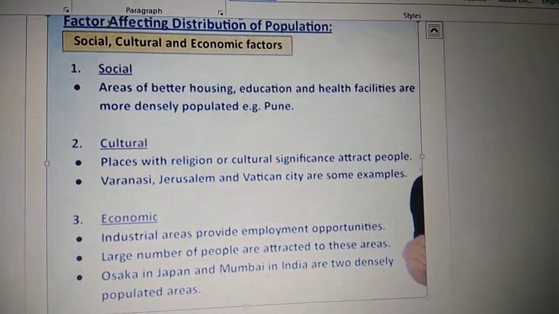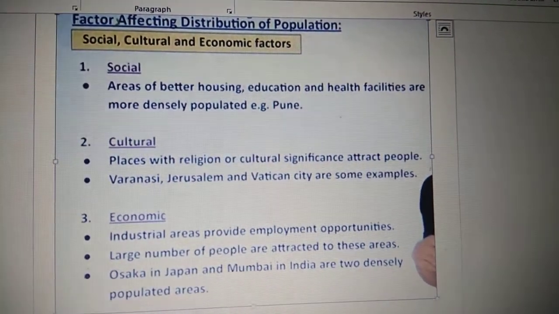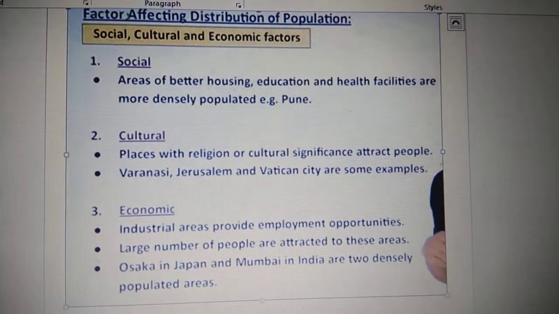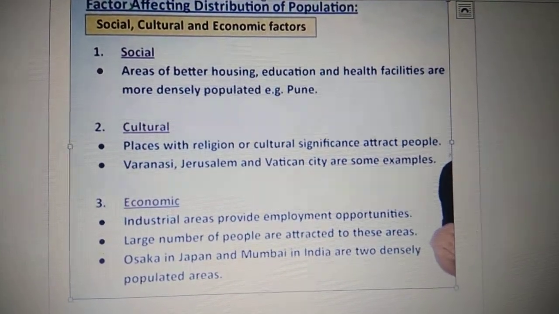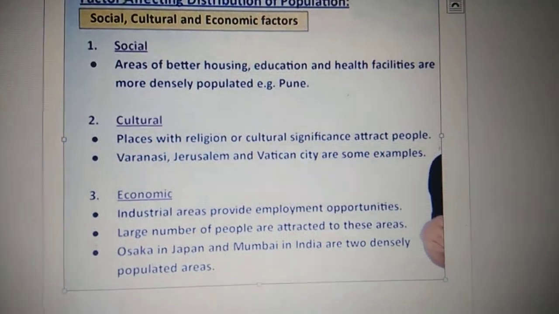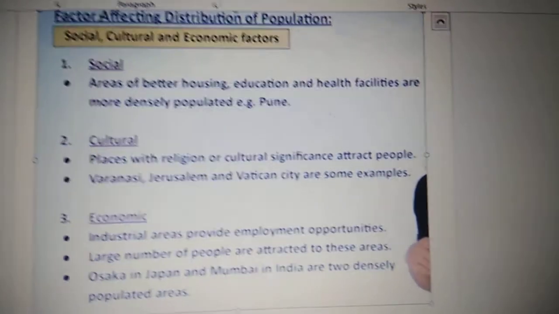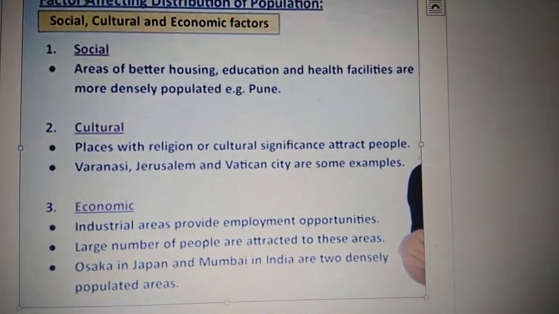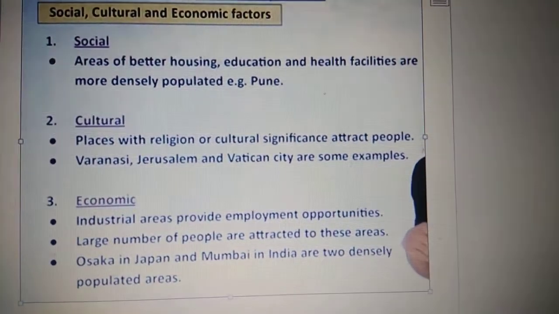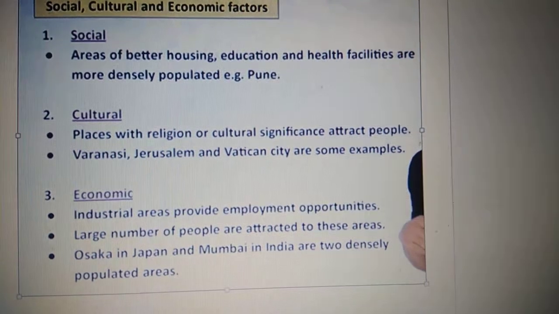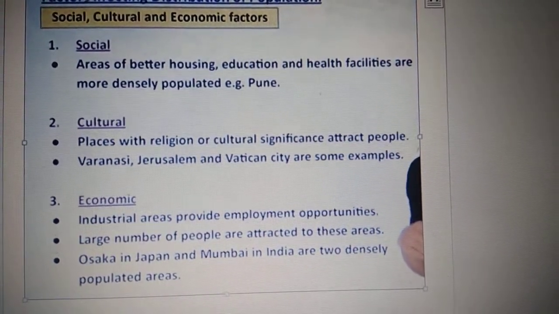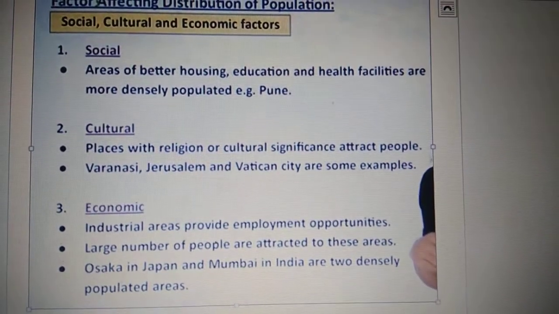Children, apart from geographical factors, there are other factors affecting distribution of population, such as social, cultural, and economic factors. Now, social: areas where people get better housing facilities, education, and health facilities tend to be more densely populated. For example, Mumbai, Pune.